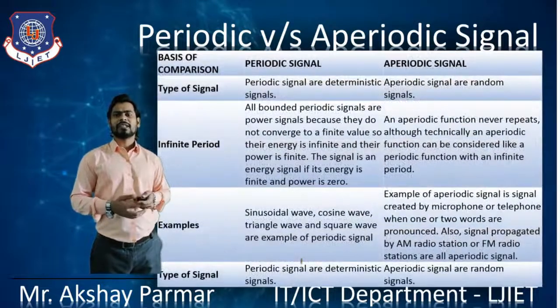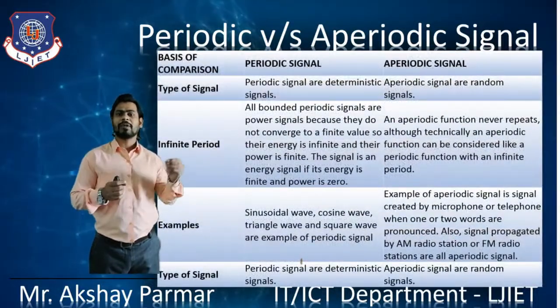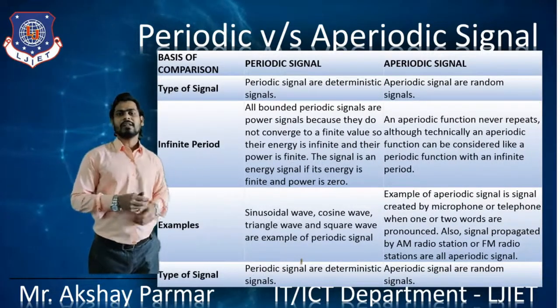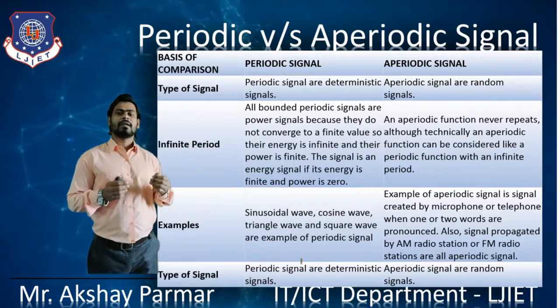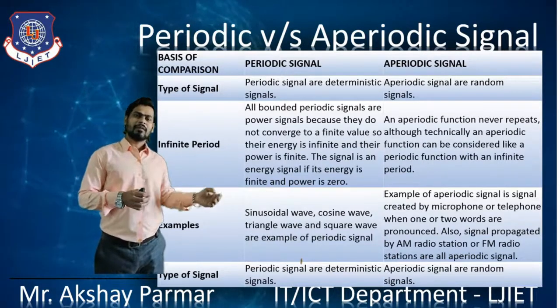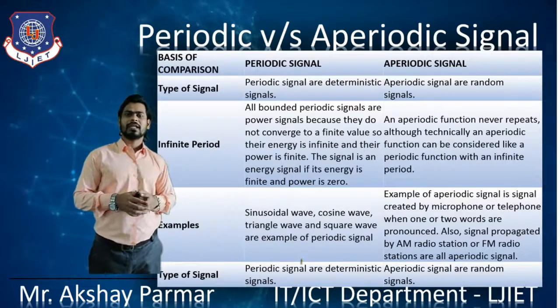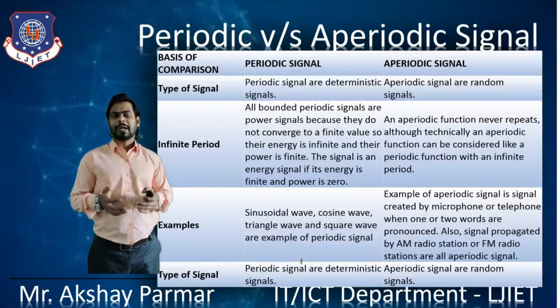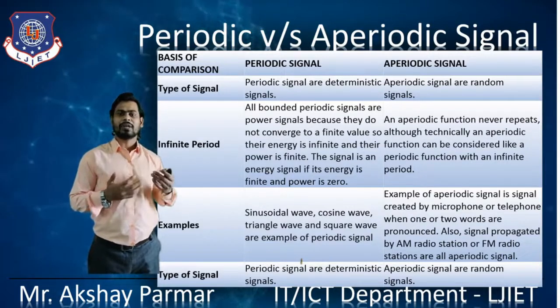Let's see the types of the signals. The periodic signals are deterministic signals, right? And aperiodic signals are random signals, right? As periodic signals are repeating their pattern with a time interval, they are called deterministic signals. Whereas aperiodic signals are random signals, whose pattern is not fixed with the time interval, right?